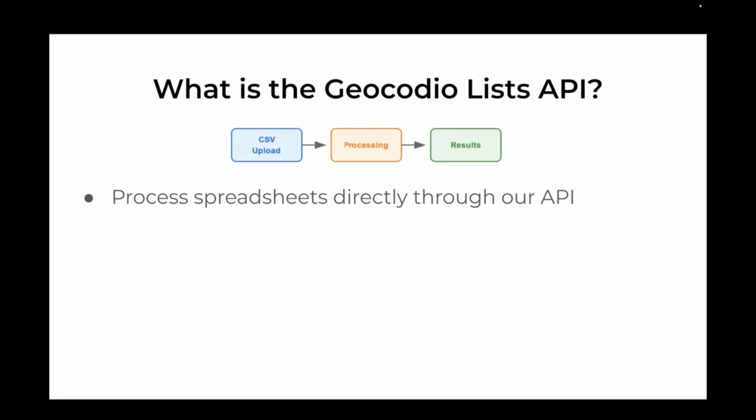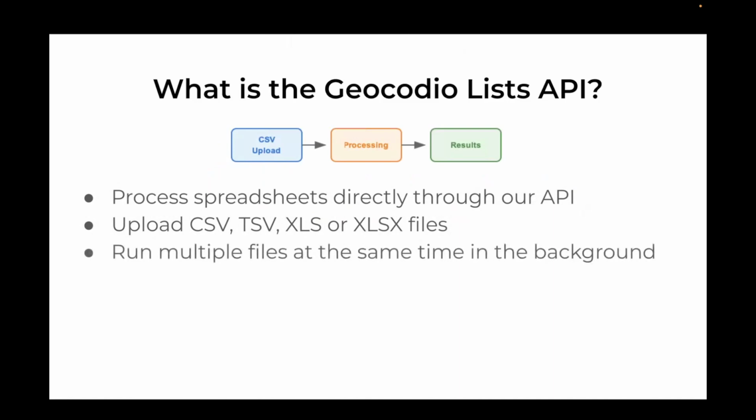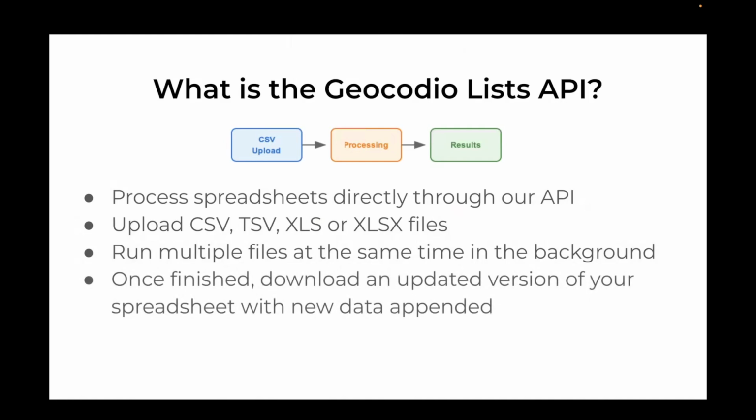Unlike our standard API endpoints, which accept either a single address string or batches of up to 10,000, the Lists API lets you upload CSV, TSV, or Excel files containing up to 10 million addresses, and Geocodio will process them all in the background. Once the geocoding job is complete, you'll be able to download the updated version of your file with new columns appended that return the data you've requested. Just a heads up, your processed data is automatically deleted after 72 hours, so make sure to download your results in time.